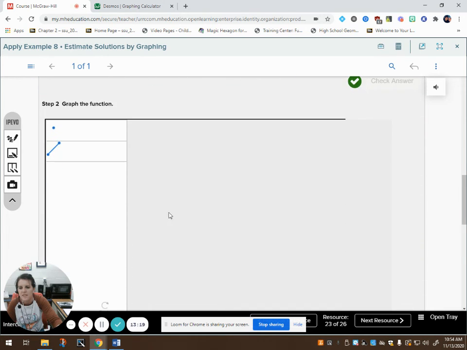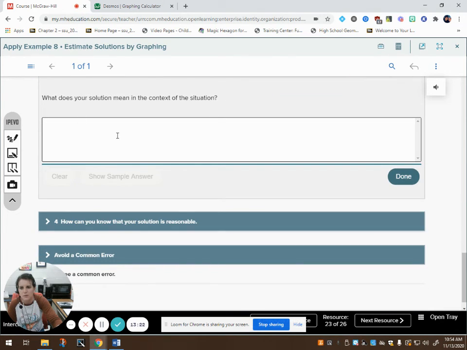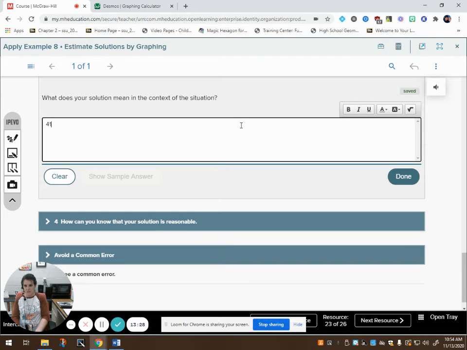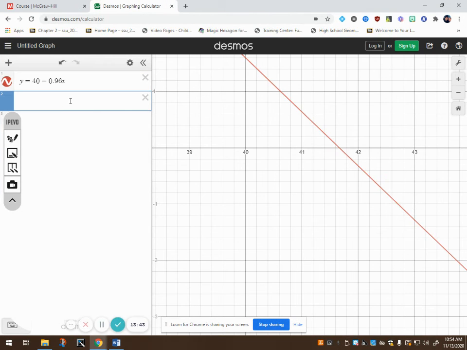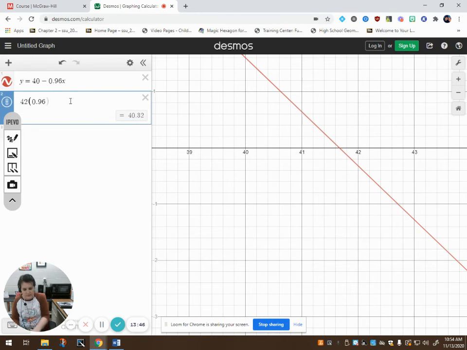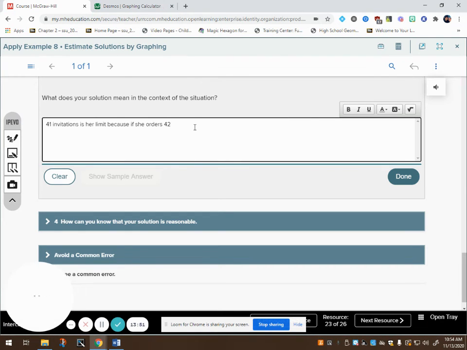So let's think about what this does mean in terms of our problem. Our solution means that she can only order 41 invitations. 41 invitations is her limit because if she orders 42, we know that's going to be more than her $40, right? 42 times 0.96 is $40.32. She only has $40. So 42 invitations cost more than $40.